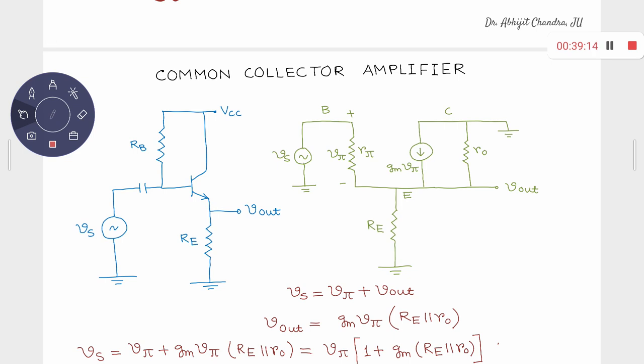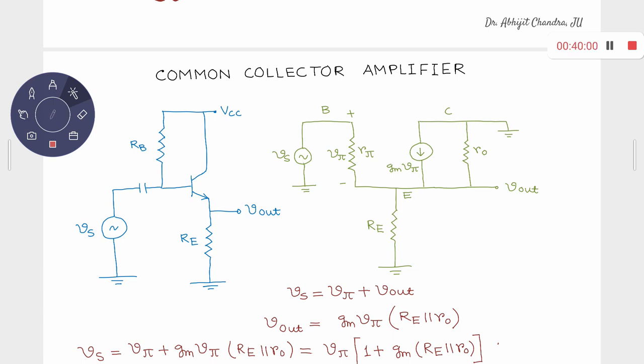Common collector amplifier means the collector is the common terminal. So far, you have seen that the collector is used as an output terminal. But this time, let's use the collector terminal as the common terminal. As before, the input is applied at the base end, through a coupling capacitor for example, and the output is obtained from the emitter side. You have a very simple biasing arrangement over there, fixed bias, or you can also have some voltage division bias.